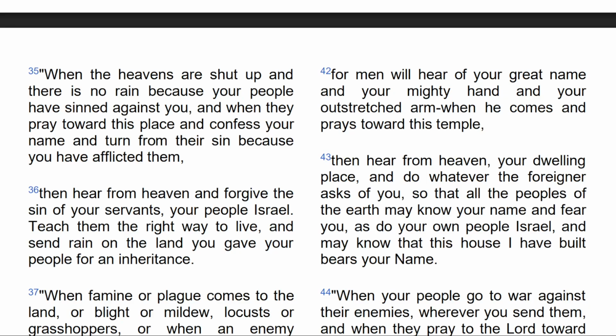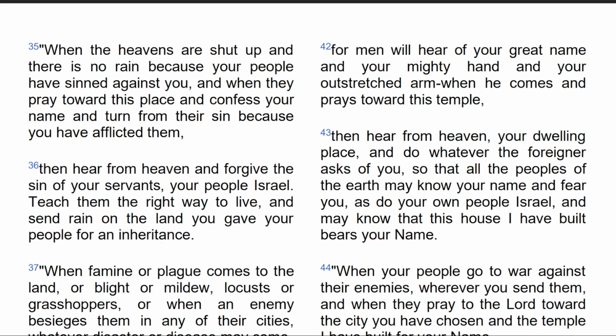When he comes and prays toward this temple, then hear from heaven, your dwelling place, and do whatever the foreigner asks of you, so that all the peoples of the earth may know your name and fear you, as do your own people Israel, and may know that this house I have built bears your name.